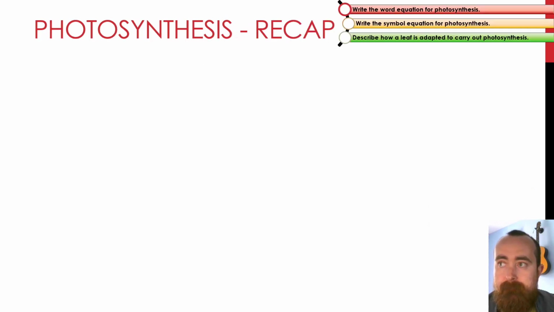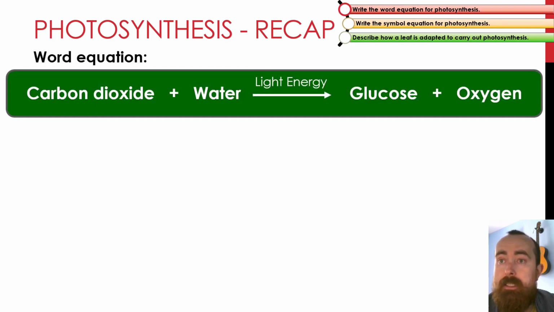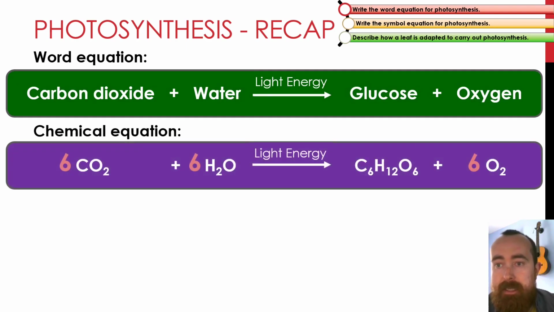So quickly to recap then, the last bits we need to know, these are the main things about photosynthesis, at least the introduction to it. The word equation is carbon dioxide plus water. Put in some light energy and you get glucose and oxygen. The chemical equation is 6CO2 plus 6H2O. Put in some light energy, gives you C6H12O6, which is that glucose, plus 6O2.